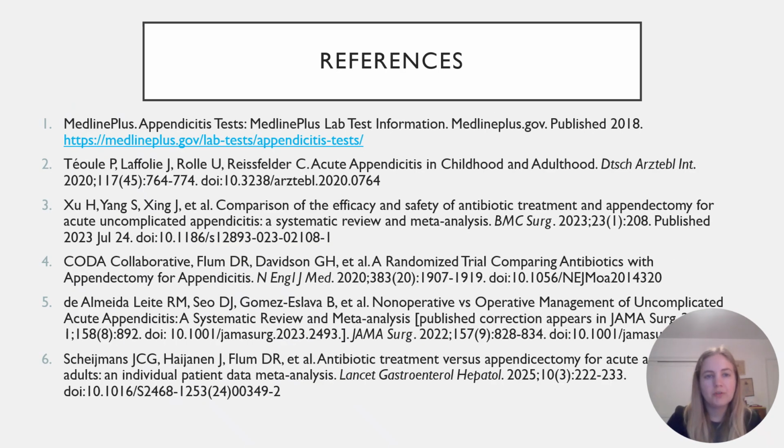So these are all my references. I really enjoyed researching this evidence-based medicine topic, and researching whether antibiotics over an appendectomy were more beneficial in patients with appendicitis. I really hope that you got something out of this and that you take this into your clinical practice.